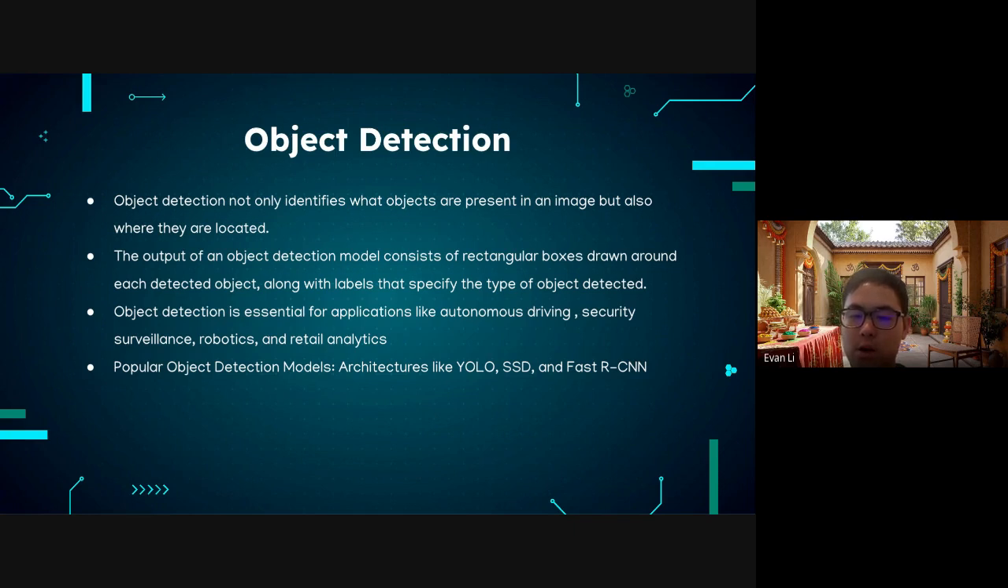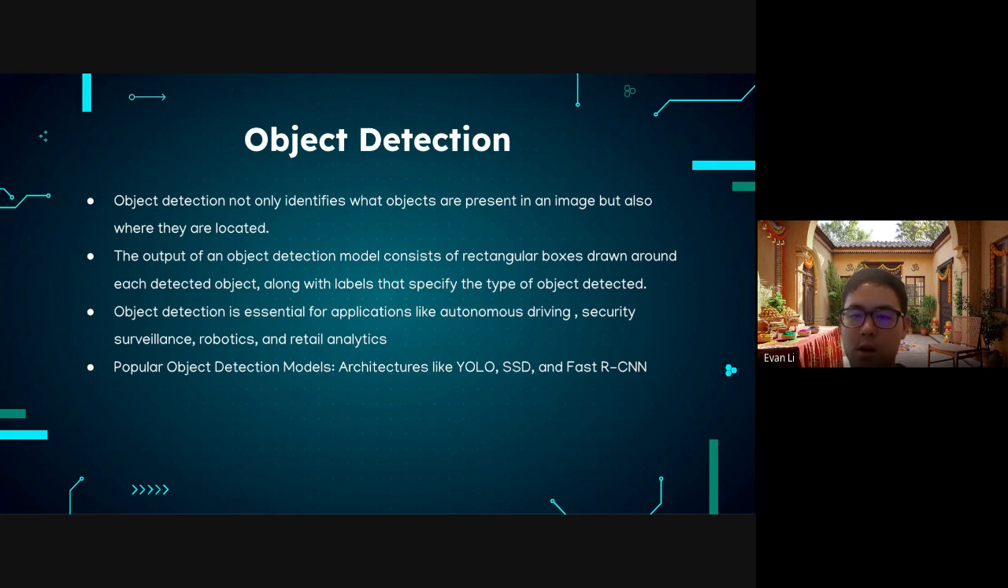It typically comprises a set of bounding boxes, which are rectangular outlines, meticulously drawn around each detected object in the image. Crucially, each bounding box is accompanied by a class label specifying the type of object enclosed within. For example, labeling a box as car, person, traffic light, or bicycle.